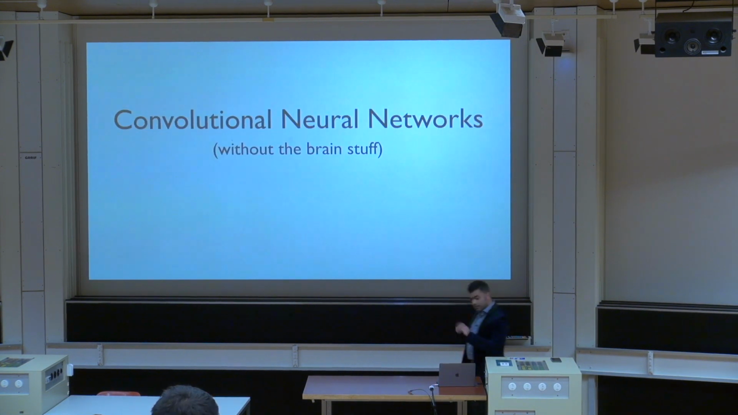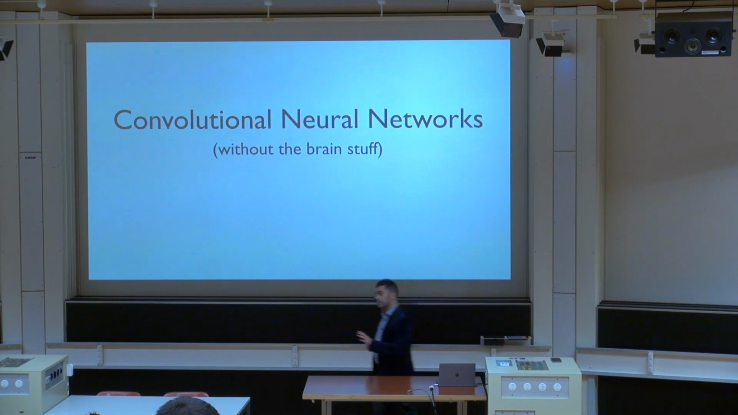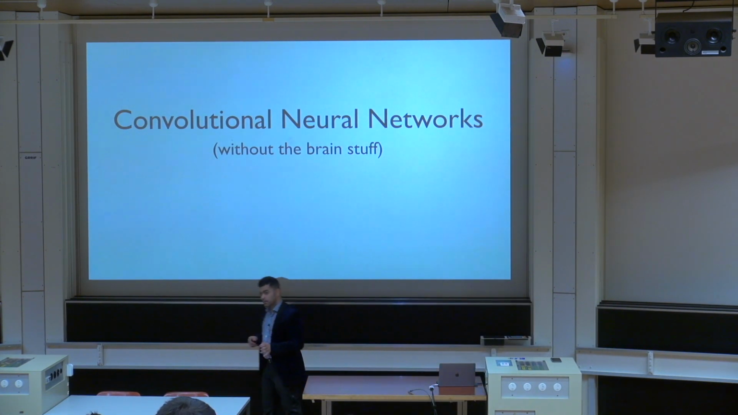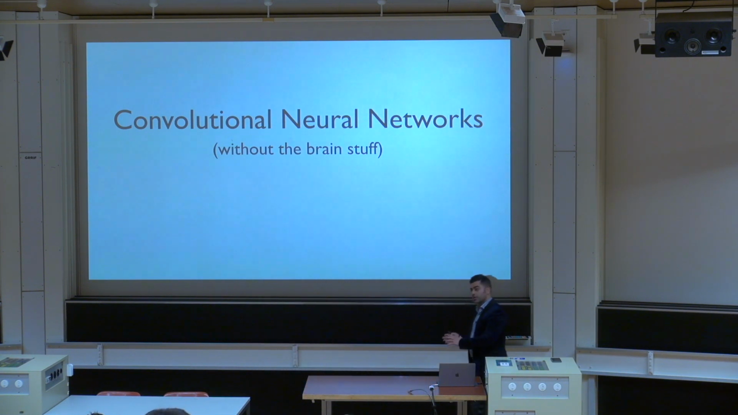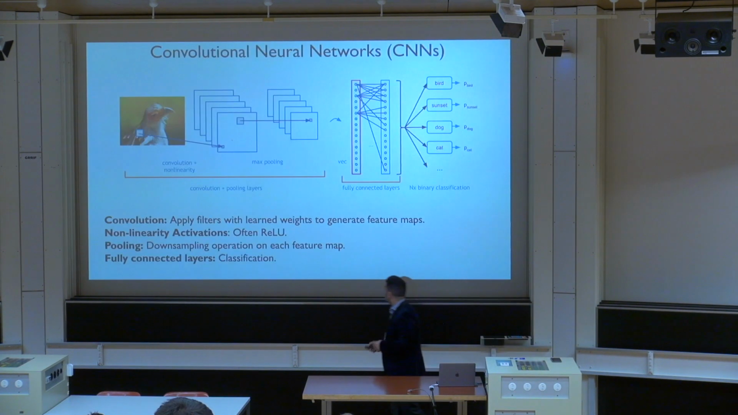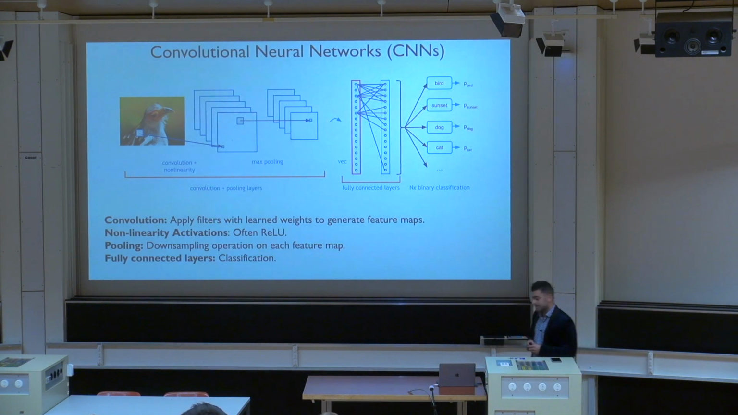So I'm just going to introduce the convolutional neural network without any brain stuff, without any view of the neurons. Just talk about the mathematical operations, and then I'm going to talk about the neuron view and how we can interpret them based on the neurons and connections between the neurons. So this is basically how a typical CNN for classification looks like.